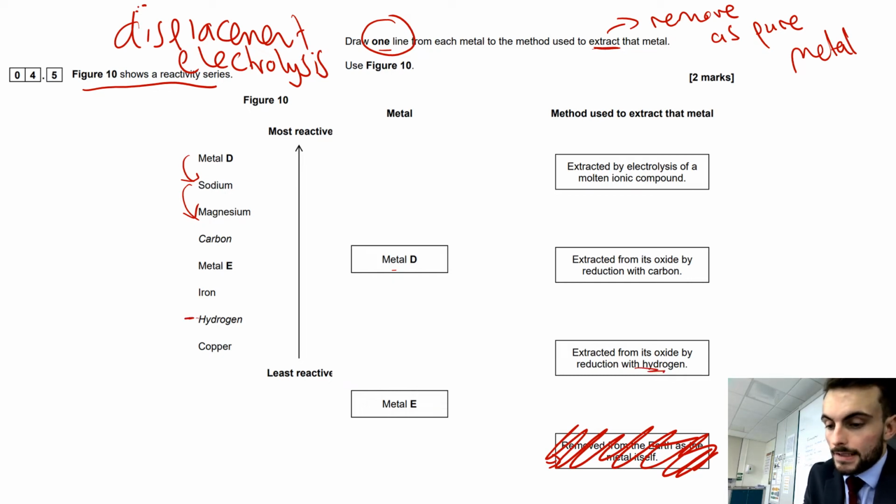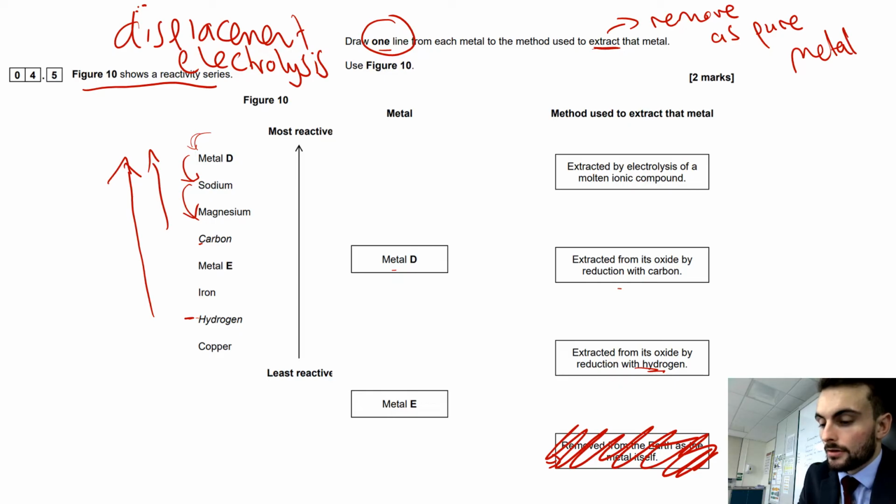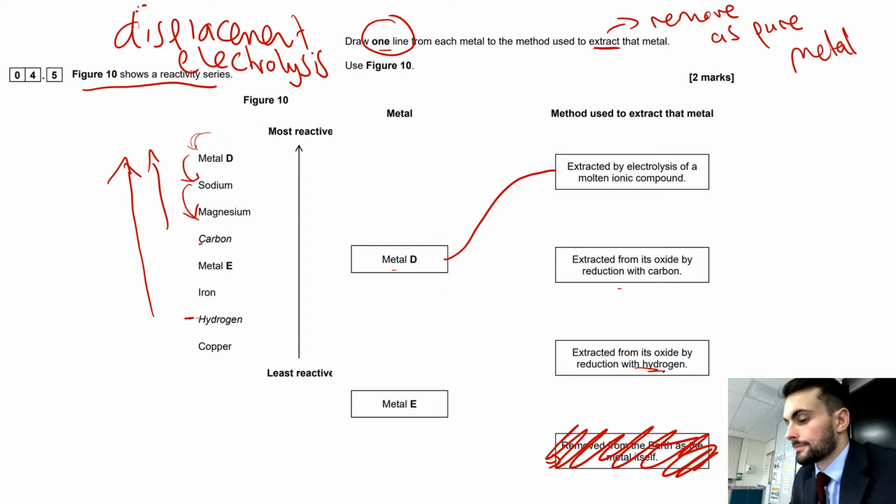If we look, metal D is much higher up the reactivity series than hydrogen, so we can't do that, because hydrogen would have to be more reactive than metal D to displace it. So it can't be that one. Extracted from its oxide with reduction from carbon, same again: carbon is below, it would have to be higher up to be able to displace metal D in a compound. So for that one we're only left with extraction by electrolysis of a molten ionic compound, because nothing in this is more reactive than metal D, so we can use electrolysis to split it apart using electricity.